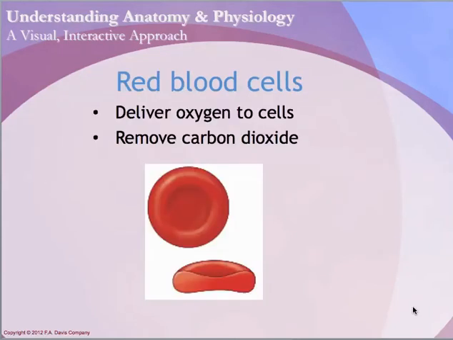So red blood cells, their job is to deliver oxygen to cells and remove carbon dioxide. So that's their main role. They're very critical to survival because of this job alone. The RBCs are in this disc-like shape, and it provides a large surface area through which oxygen and carbon dioxide can diffuse, so that it allows it to do its job better.